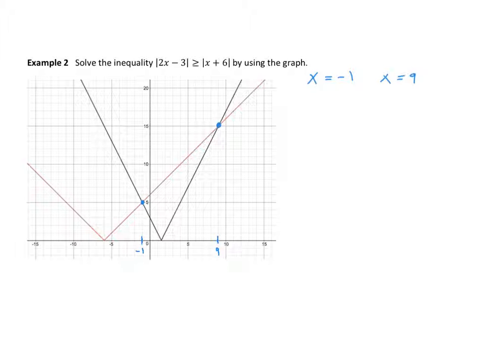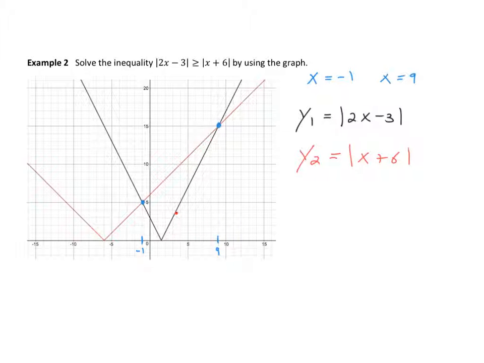The way I have this graphed, in place of y1 is the absolute value of 2x minus 3, and in place of y2 is the absolute value of x plus 6. I want to know, where is this graph greater than or equal to this graph? Again, we only have two possibilities. It's either going to be everything between these two values, or it's going to be everything on the outside of those two values. So let's start in between this time.